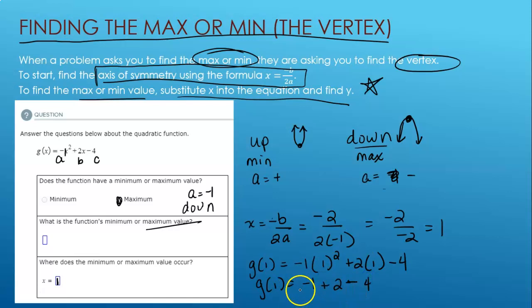Now we add and subtract in order from left to right. -1 plus 2 is 1. 1 minus 4 is -3. So the maximum value is at -3.